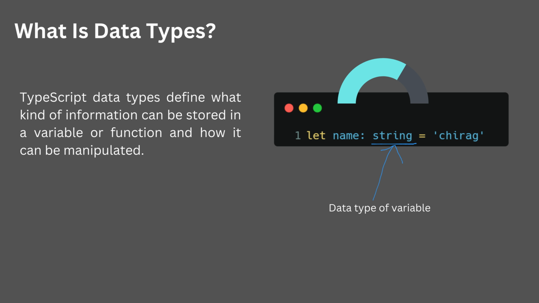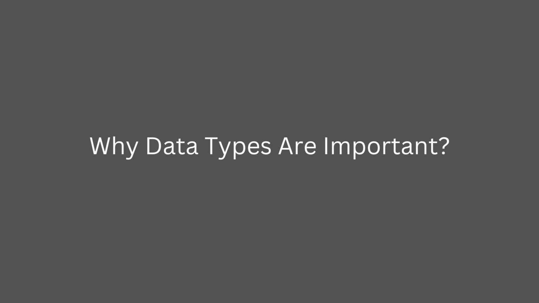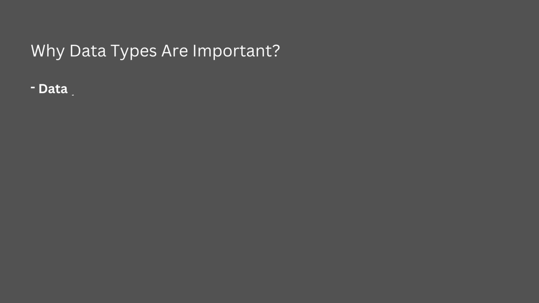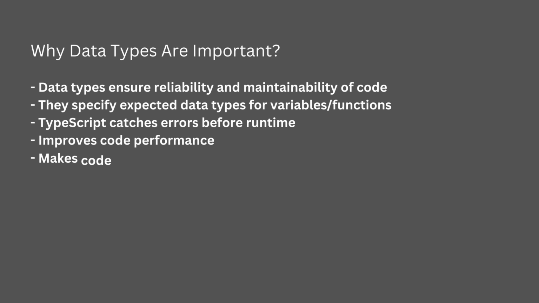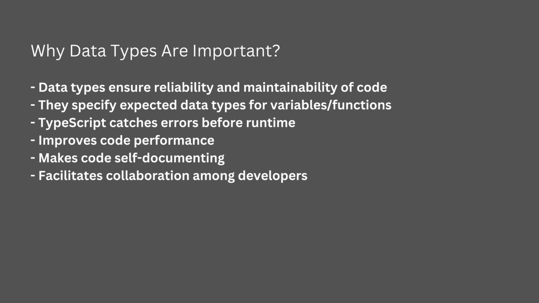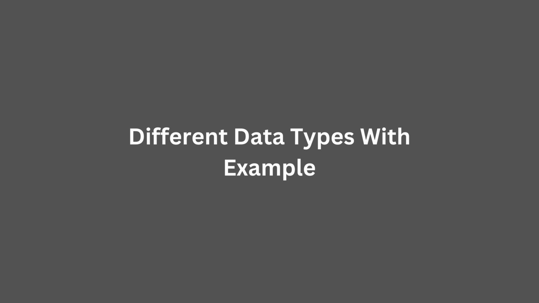Now let's understand why these data types are important. Data types are important because they help ensure that your code is reliable and maintainable. When you define the data type for a variable or function, you're telling TypeScript what type of data to expect. This allows TypeScript to catch errors before they happen, and it can also help improve the performance of your code. Data types also make your code more self-documenting, which can make it easier for other developers to understand and work with your code. Now let's understand different data types with examples.